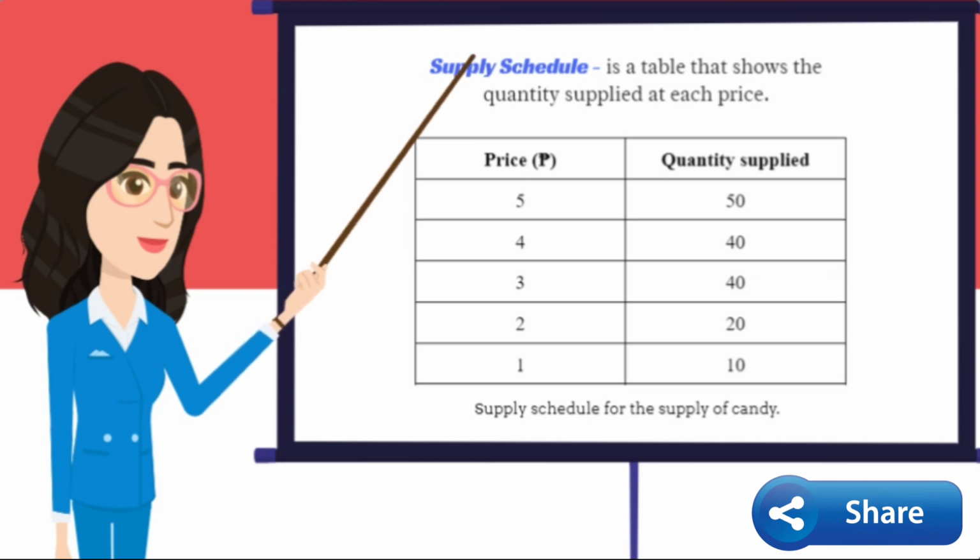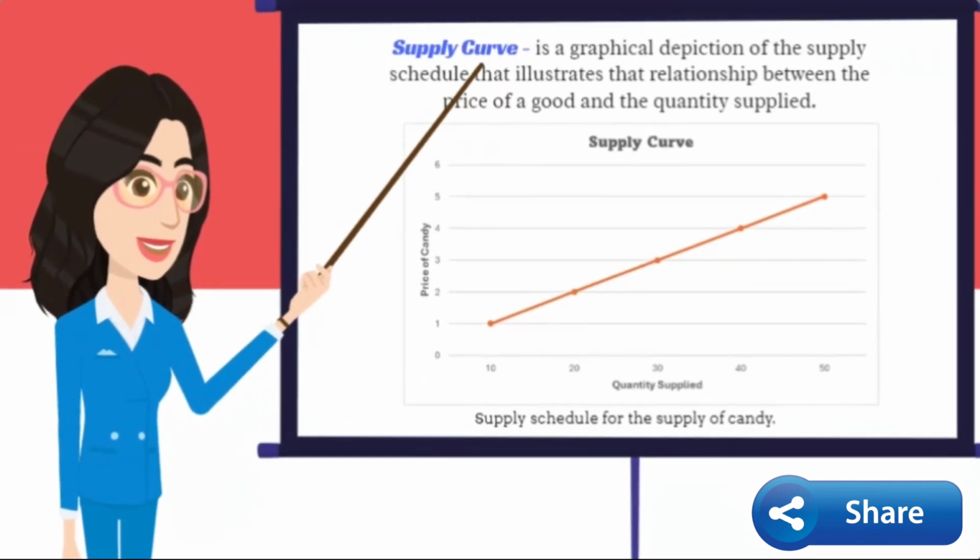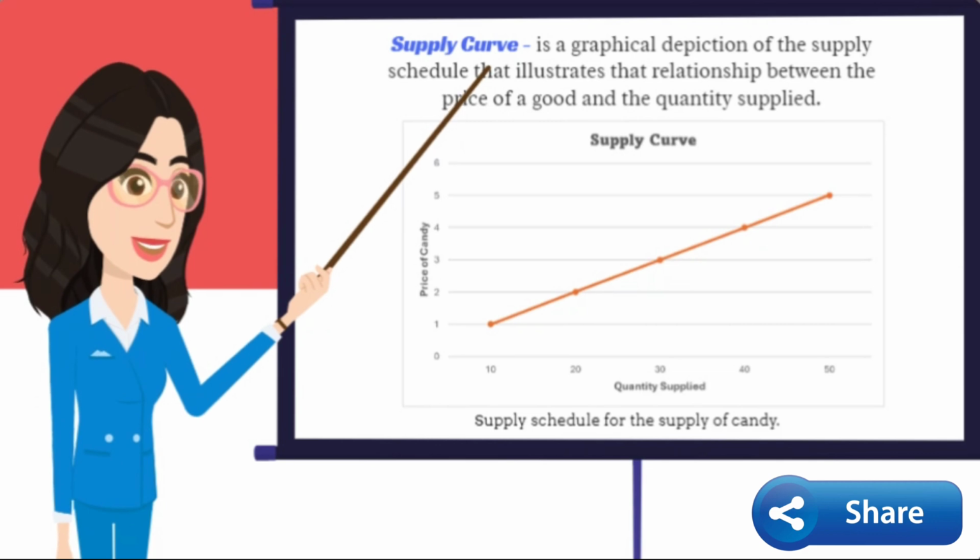And when the price of candy increases to 5 pesos, sellers will supply 50 candies available to sell. Supply curve is a graphical depiction of the supply schedule that illustrates the relationship between the price of a good and the quantity supplied. As you can see in the supply curve, higher prices encourage suppliers to sell more candies. Therefore, the supply curve will be upward sloping because there is a positive relationship between price and quantity supplied.